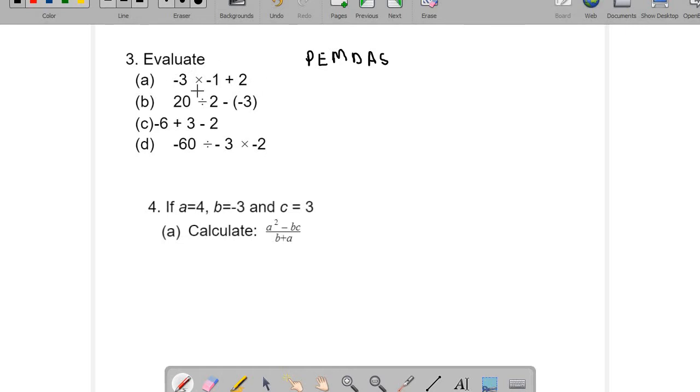Okay, remembering the rules for directed numbers, we said that when you're multiplying 2 numbers with the same sign, your product should be positive. So that is going to be positive 3. Then we can go ahead and add. And we get 5.